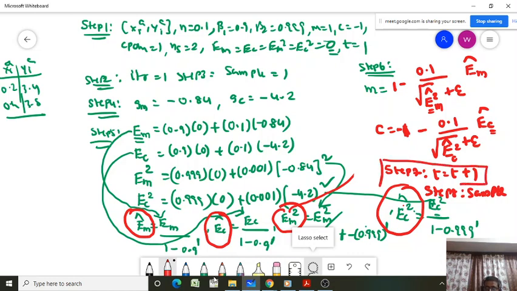Only step 7 is coming into the picture because of this t value. Because of this t value, this will come. So 7 is this, what is 8? Step 8 is updating the sample, that is the sample equal to sample plus 1.